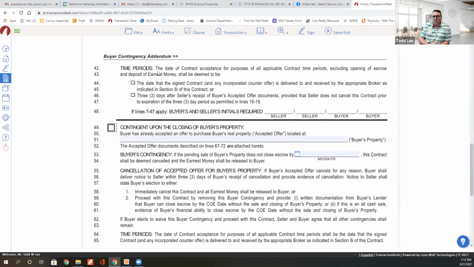Time periods. The date of the contract acceptance for the purposes of all applicable contract time periods, excluding opening of escrow and deposit of earnest money, shall be deemed to be either one, the date that the signed contract and any incorporated counteroffer is delivered and received by the appropriate broker as indicated in section 8I of the contract, or two, 3 days after the seller's receipt of the buyer's accepted offer documents, provided that the seller does not cancel the contract prior to the expiration of the 3 days. So an election just needs to be made there as to what you're construing as your time periods.